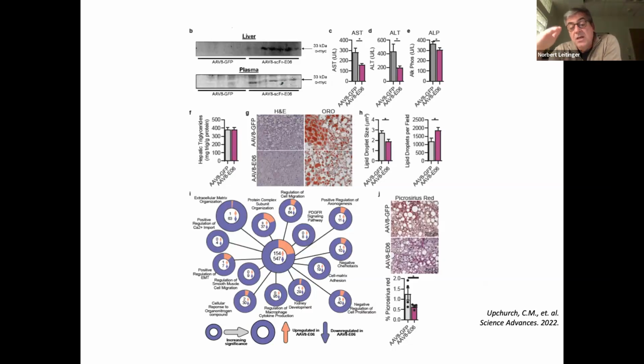But what we found is that during the further progression, there was a striking difference in the size of the lipid droplets, with much smaller and more lipid droplets in the mice that received the EO6. And then looking at the fibrosis, we found that there was less fibrosis in the mice that received the EO6. And when we did gene expression analysis, we found that genes related to inflammation and fibrosis were drastically reduced in those mice that received the EO6 during the progression.